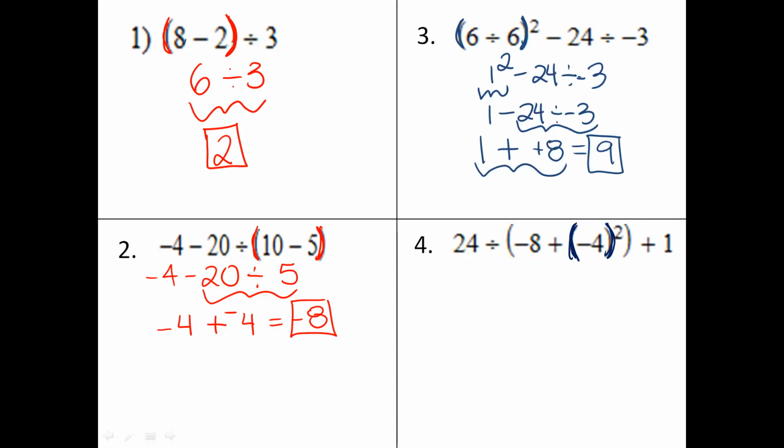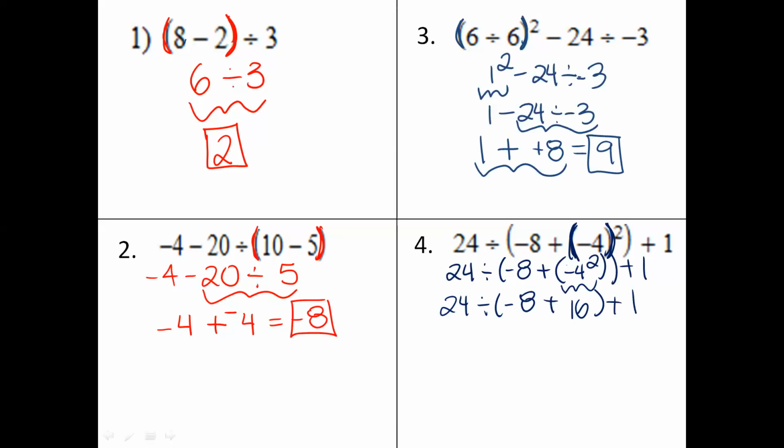So if I had to rewrite it, it'd be 24 divided by parentheses negative 8 plus, in this case, negative 4 squared, because we got to deal with that first. And I put a parentheses around it just so it separates itself. We got to be able to do the exponent, which is our next step within our parentheses. So I'm going to get 16. So 24 divided by negative 8 plus 16 plus 1.